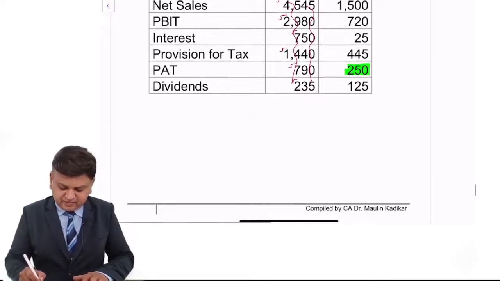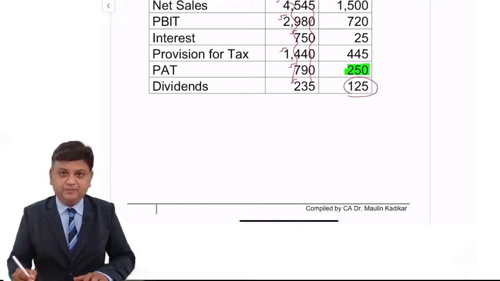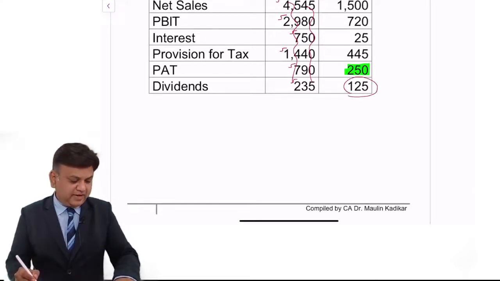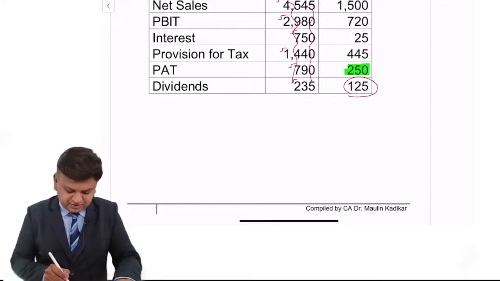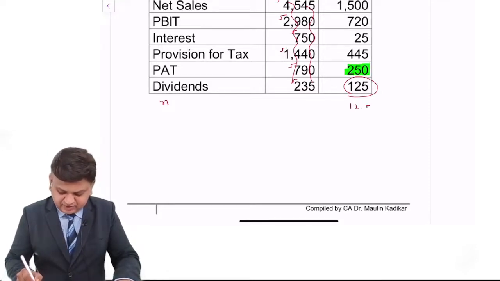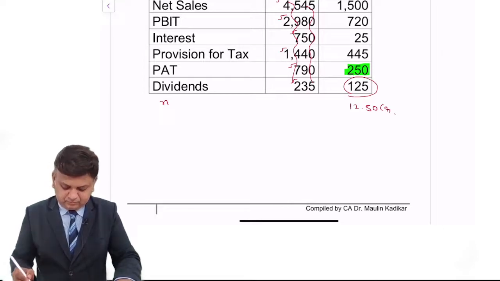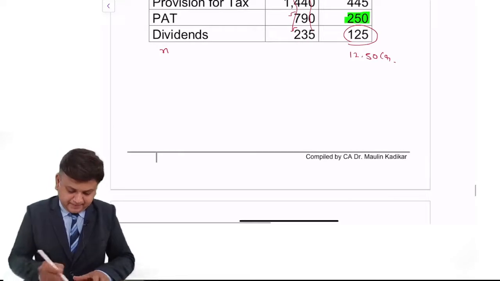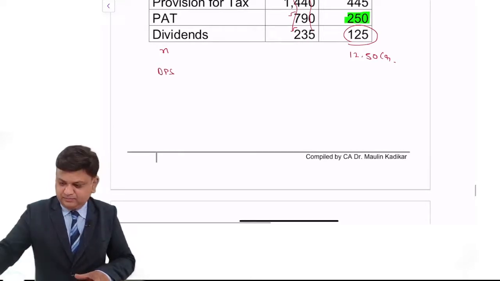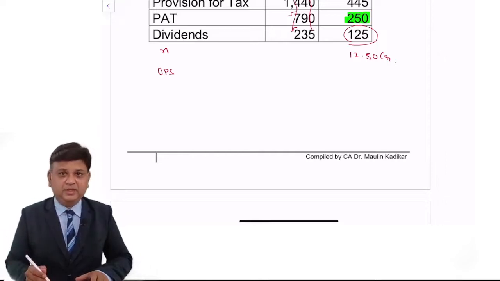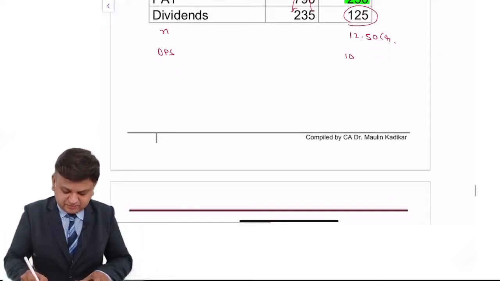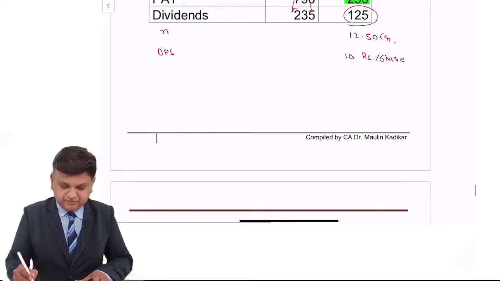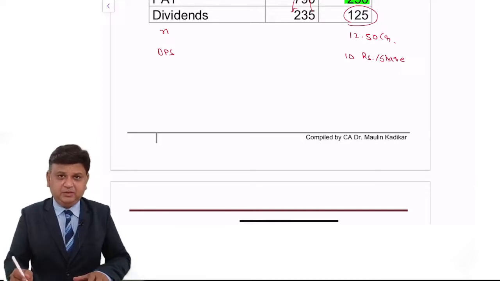We have been provided with the amount of the dividend, 125 crore. We already have calculated that the number of equity shares is 12.5 crore. So the total amount of the dividend divided by the number of shares will give dividend per share. So 125 upon 12.5 comes to 10 rupees per share. That is the dividend per share.